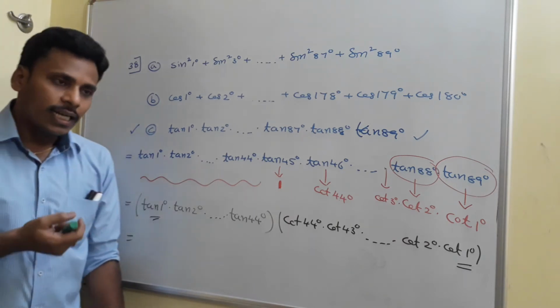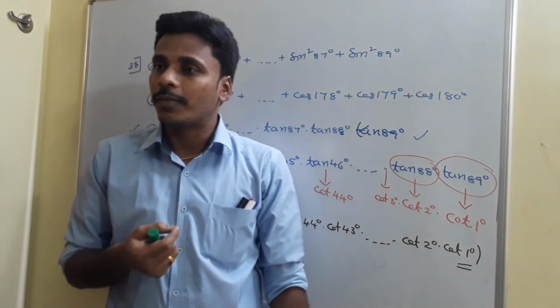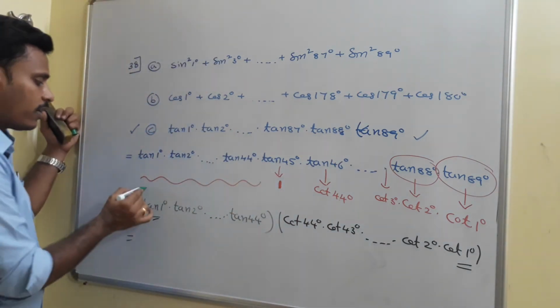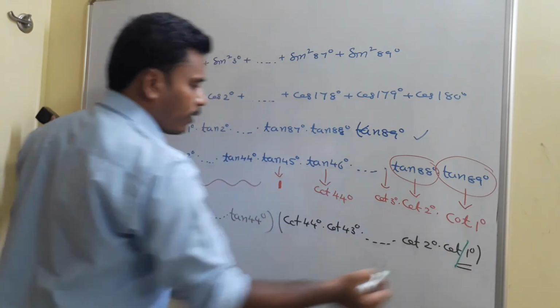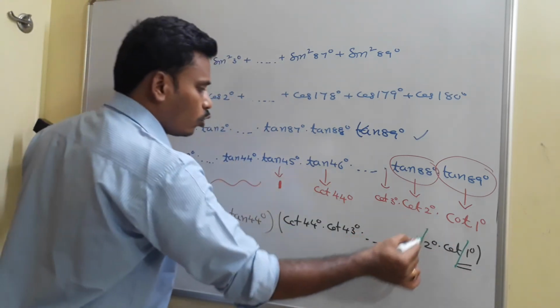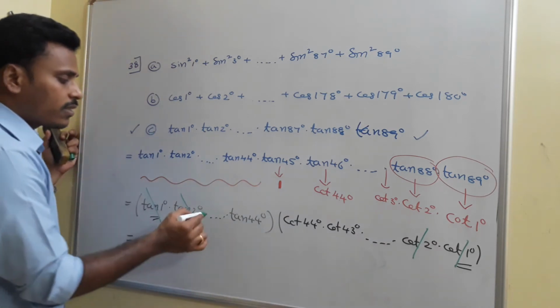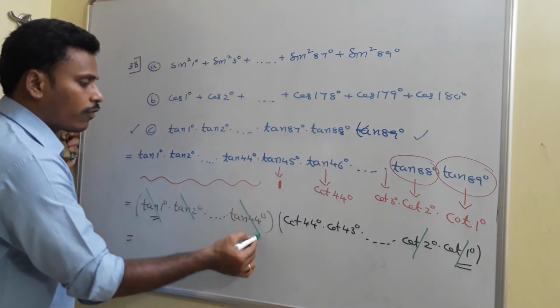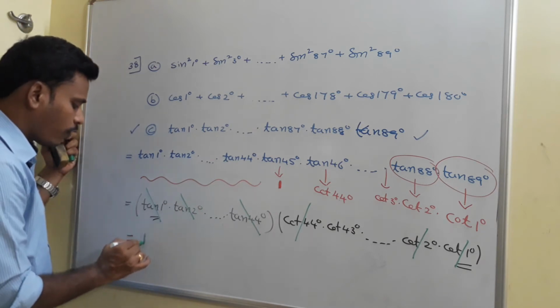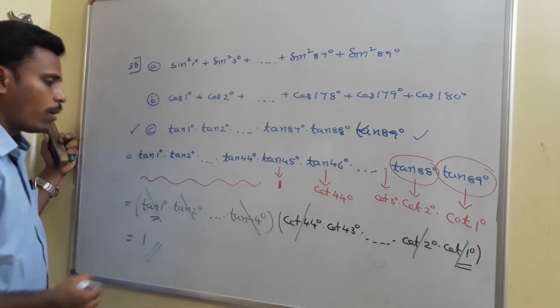See, we know that tan theta and cot theta are reciprocal to one another. So tan 1 and cot 1 will get cancelled here. Tan 1 into cot 1 is 1. So the product is 1, just neglect it. Tan 2 and cot 2, the product is again 1. In the same way, if you move, this tan 44 and cot 44 also get cancelled, and at the end you are left with 1, and your answer for this problem is 1.